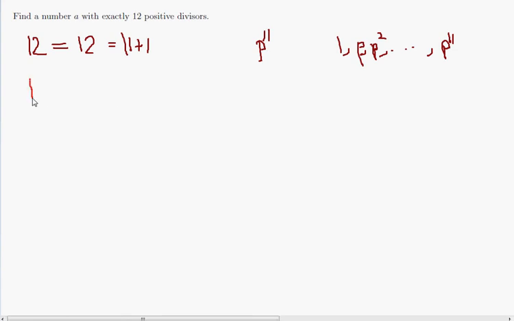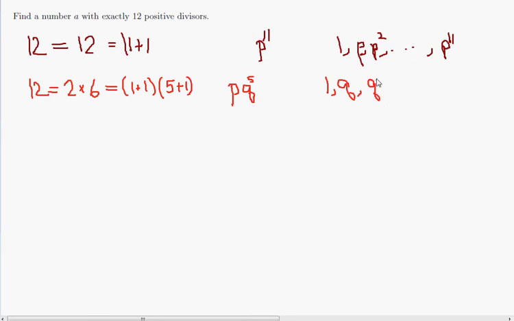Another way this could be done is by recognizing that 12 is equal to 2 times 6. And 2 times 6 is equal to 1 plus 1 times 5 plus 1. And so that means that anything that has the form prime to the first power times another prime to the fifth power has exactly 12 positive divisors. The powers of q would be 1, q squared, q to the third, q to the fourth, and q to the fifth.